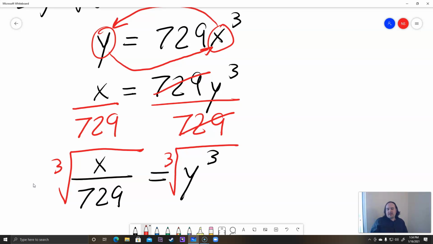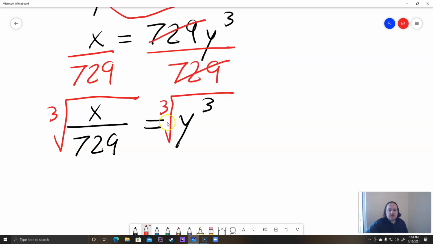Remember from my last video that when you're taking an odd root like this, you don't need to write a plus minus. For odd roots, you never write a plus minus. So since 3 is an odd number, we don't need to write a plus minus. On the right side, the cube root and the cube cancel out, so we just get y. So we get y equals cube root of x over 729.